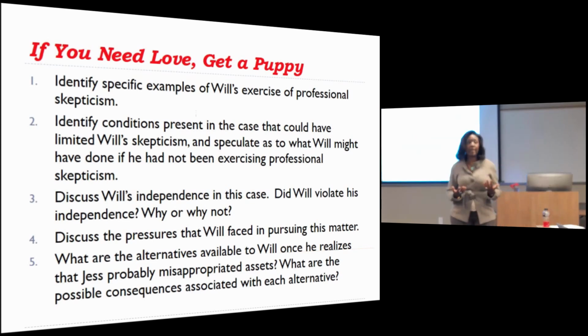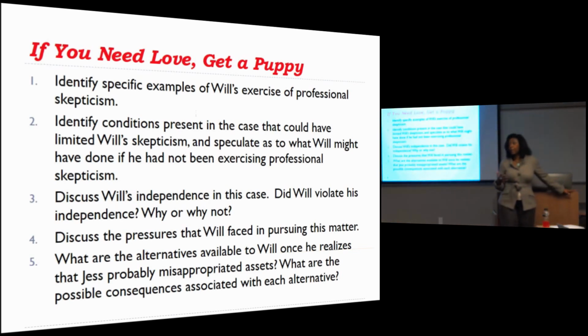He spoke with the partner about the fact that he had a relationship with Jess and her husband, that they were friends and socialized together. So he did exactly what he was supposed to do. He alerted the partner: this person is a friend of mine. The partner in charge of the engagement then made the decision as to whether Will's independence would be impaired by being on that engagement. But let's say he did alert the partner. Do you still think he would have impaired his independence just because Jess was his friend?